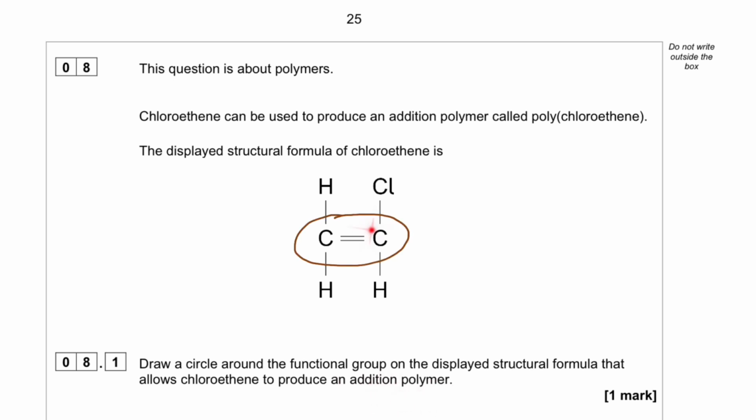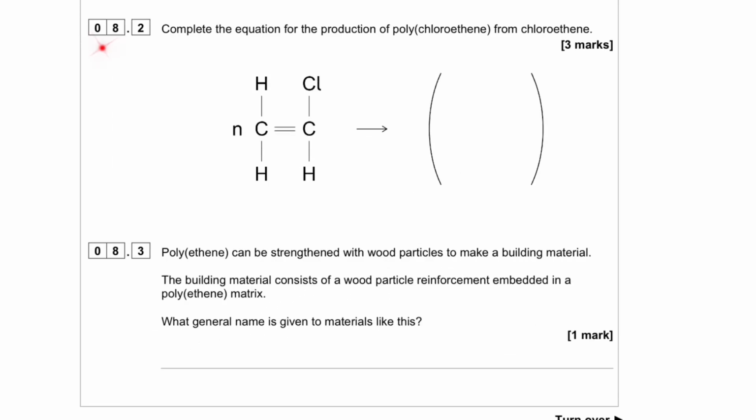The functional group will be the ethene because it's unsaturated. It will be saturated when you add more compound to it. So it's going to add more chloroethene to it. So the double bond will become a single bond when saturated. Question 8.2. Complete the equation for the production of polychloroethene from chloroethene.